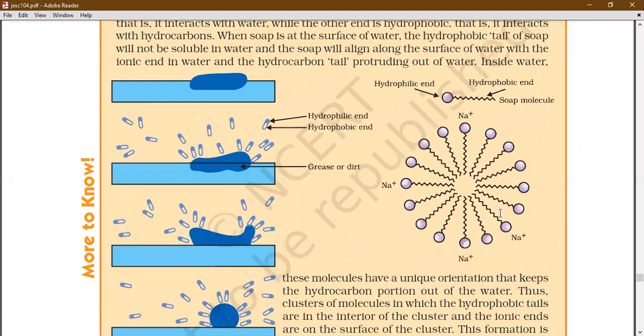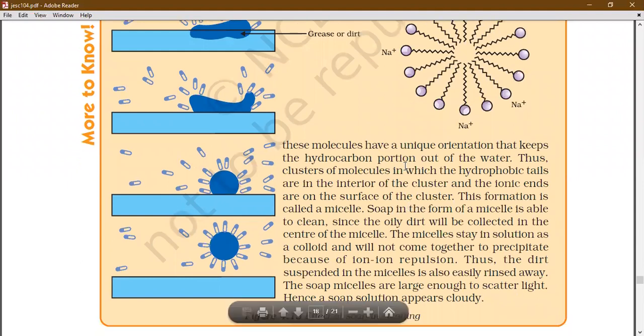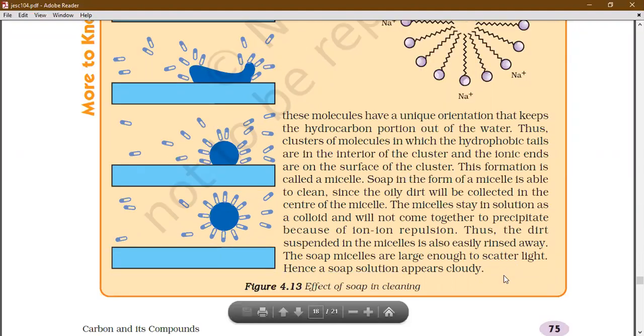Inside water, these molecules have a unique orientation that keeps the hydrocarbon portion out of the water. Thus, clusters of molecules form in which the hydrophobic tails are in the interior of the cluster and the ionic ends are on the surface of the cluster. This formation is called a micelle.